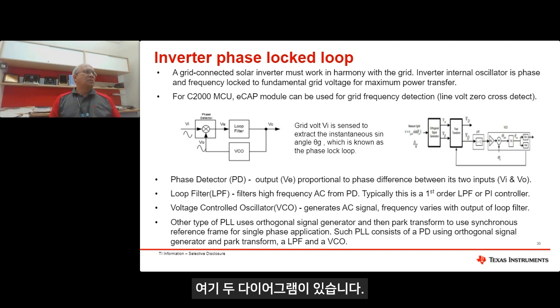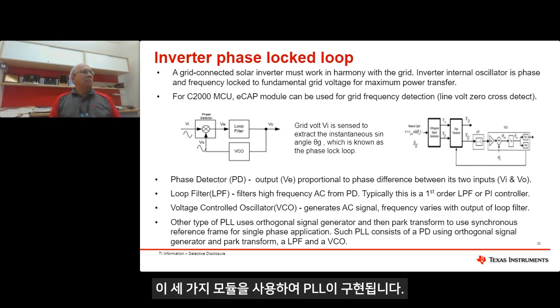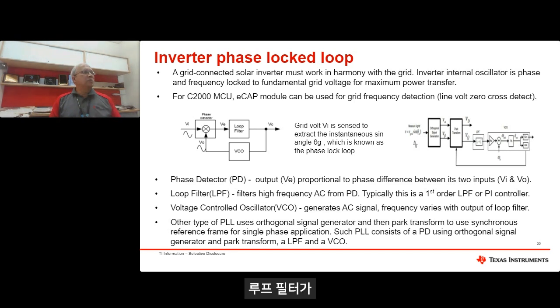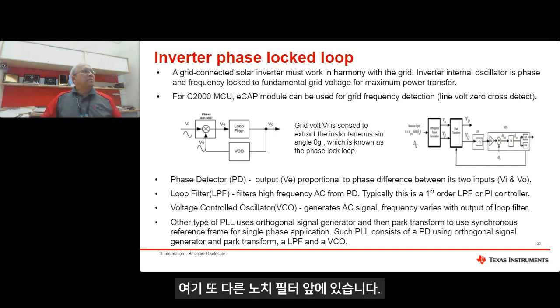So two diagrams are shown. Basically, it's two different approaches. One is the phase detector, loop filter, and VCO based, where the grid voltage and the internal reference is compared, and the PLL is implemented using these three modules. The loop filter is actually preceded by another notch filter there. It's not explicitly shown in this case. So that is the one on the left side.